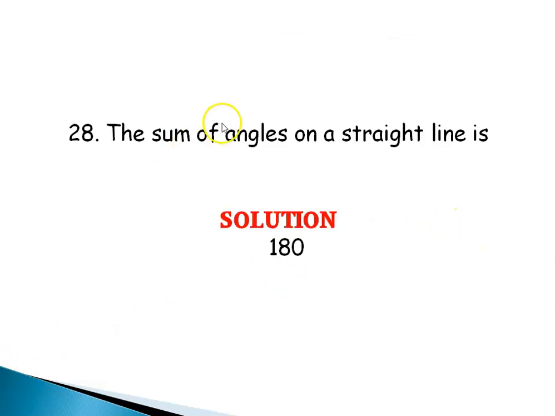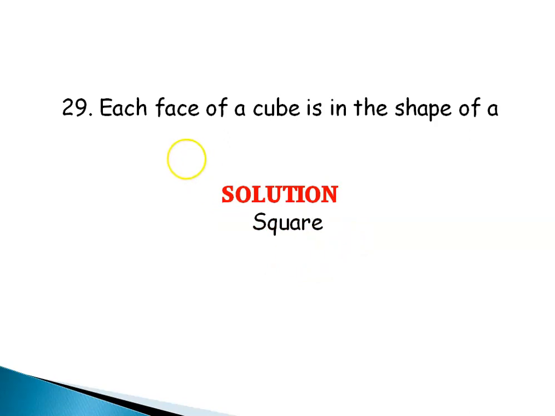Okay, question 28. The sum of angles on a straight line is 180 degrees. Question 29. Each face of a cube is in the shape of a square. If you look at your Maggi cube, the face looks like that of a square. So the face of a cube is square.